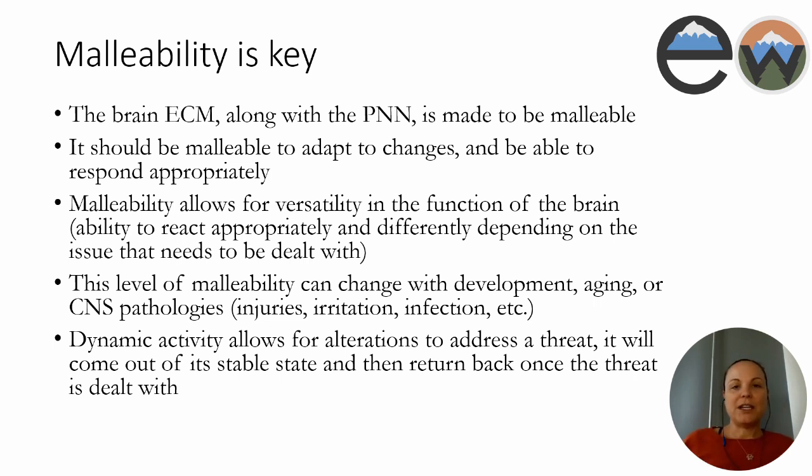The malleability does change with development, aging, or central nervous system pathologies, injury, irritation, and infection. And this is why it's so important within those that have connective tissue pathologies, because we are more prone to certain injuries, irritation, and infection because our barriers are not built the same, right? So our malleability can be shifted because of our inherent genetic condition, and it can be made worse if exposed to other things, right? So this dynamic activity allows for appropriate responses to a threat. Okay, it's going to return back to its baseline, become dormant. We don't need it.